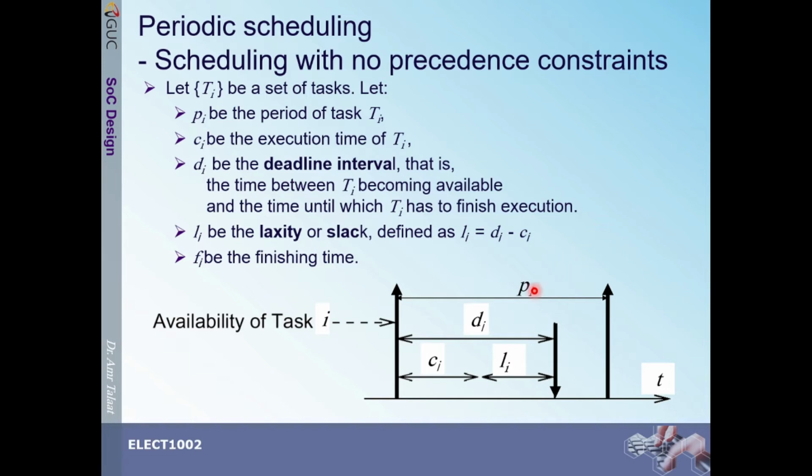So think about this. This is the period P of i, and I have D, which is the deadline interval. If the task starts here, it has to finish before this. The C is the computational or execution time needed between the start of the task and the end of it. And the laxity or the slack is the time between the deadline and the execution time needed. So I have period, I have D, I have C, and I have L.